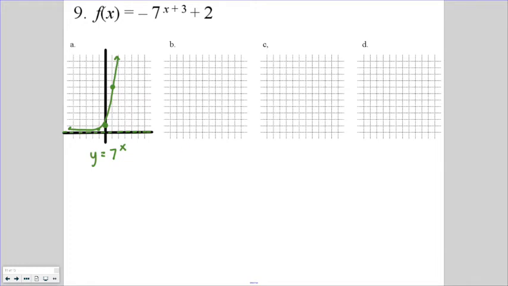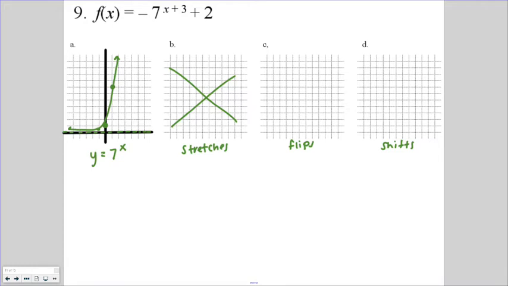Okay, so stretches, flips, and then shifts is the order we're going in here. So let's identify any stretches. Now stretches come from taking our parent function and multiplying it by a value. So if we're looking at stretches here, there would be a number in front of that 7. It'd be like 2 times 7 to the power of x. In this case, we don't have anything other than that negative sign, and that negative sign is going to be a flip. So we actually don't have any stretches here. So we can move on to the flips.